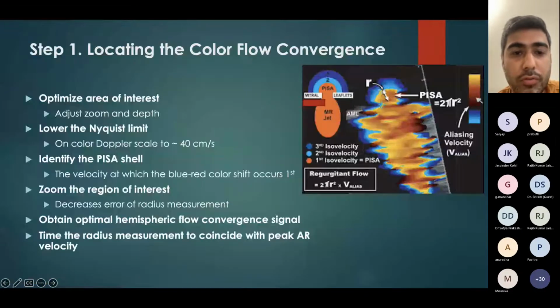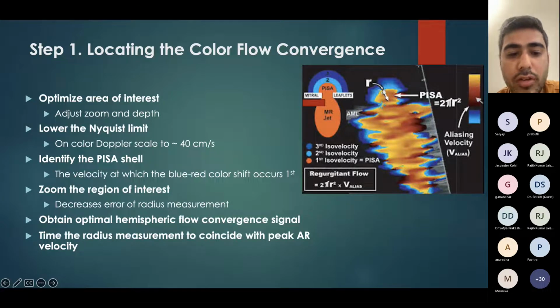So there are two steps. First is locating the color flow zone of convergence, where we first need to optimize the area of interest, go into the zoom mode and adjust the depth so that we have the area of interest as the leaflet tips and the Doppler flow profile of the regurgitant jet. Then lower your Nyquist limit and set it to around 40 centimeters per second. And then identify the PISA shell at which the velocity change from blue to red shift occurs first.